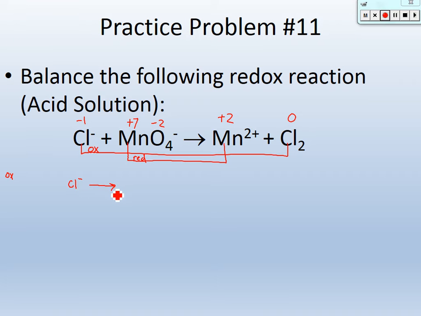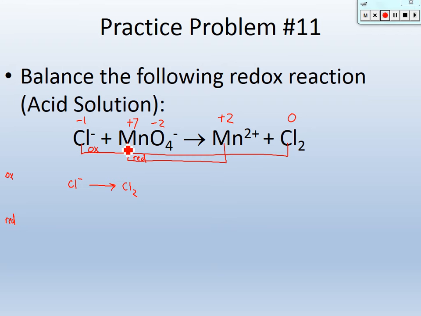Cl minus goes to what? Cl2. Okay. Now, I know that the atoms aren't balanced yet. We've got 2 chlorines here, 1 here. We're not going to worry about that. We're just going to go step by step. I know that the charges aren't balanced. I don't have electrons yet, but it didn't say to do that yet. That's what's being oxidized, so that's it. Okay. Let's go to the reduction half.